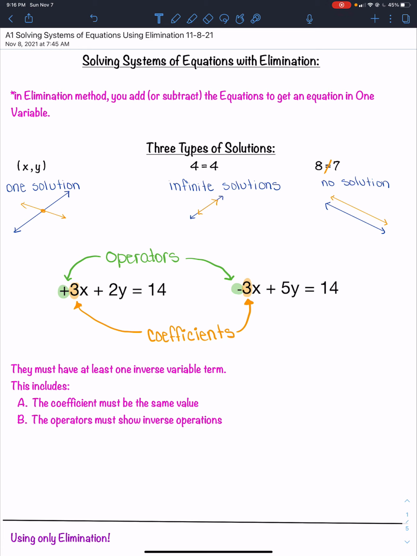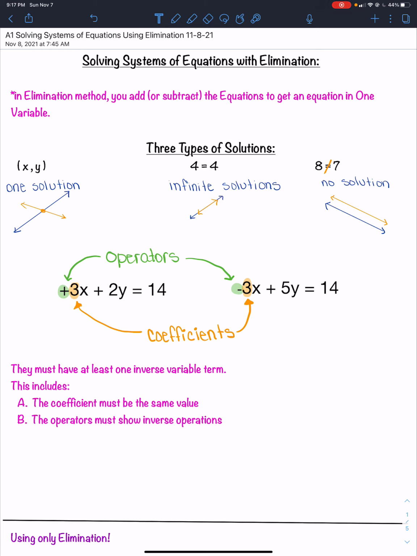Okay. Here I've listed out two equations, 3x plus 2y equals 14, and -3x plus 5y equals 14. Looking at just the x terms, I've highlighted a couple of pieces. First, I've highlighted the operators, the positive and negative sign. Then I've highlighted the coefficients. That is the number in front of the variable. I could have done the same thing on positive 2y and positive 5y, but I'm just focusing on the x's right now because that's what I'm going to be looking at in my first example. So our keywords for today are operators and coefficients.